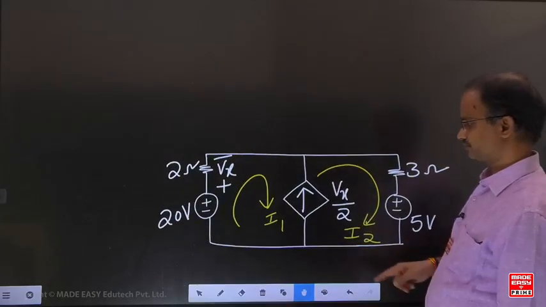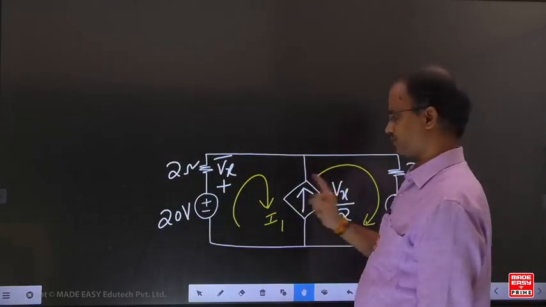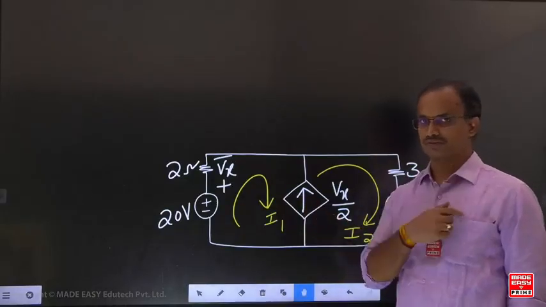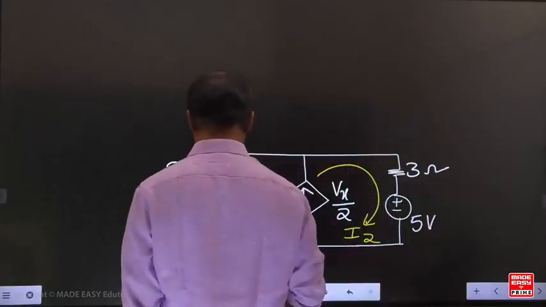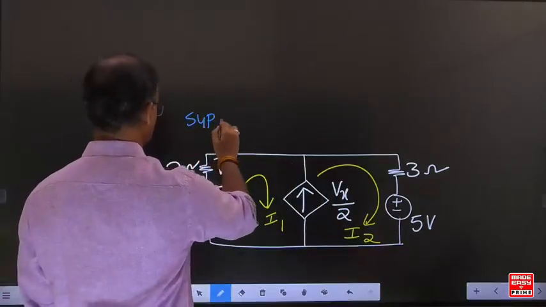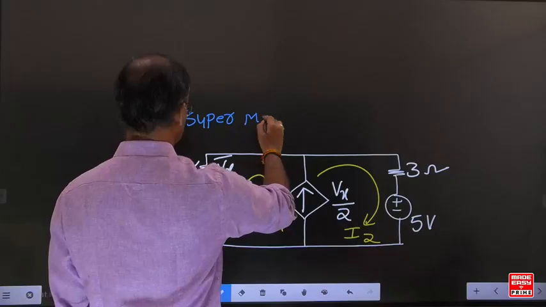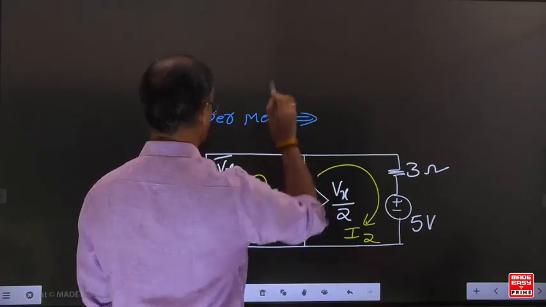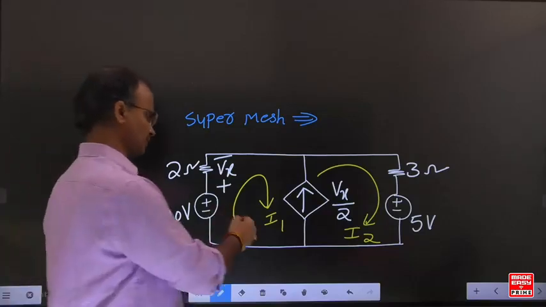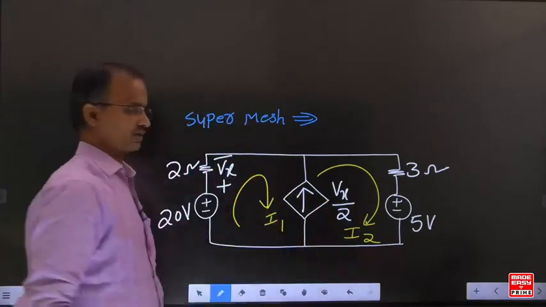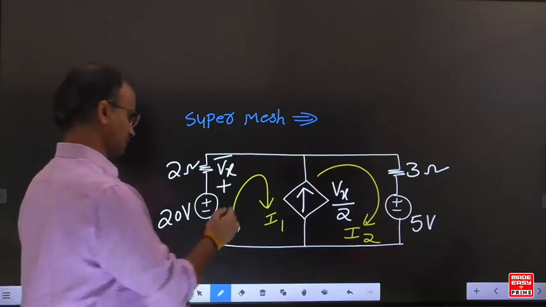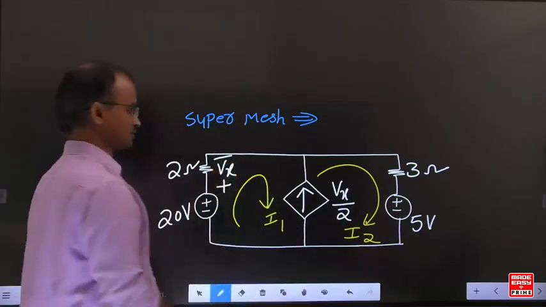When the current source branch is common for two meshes, it is possible to find the solution by using the super mesh technique. With the super mesh technique, the equation is developed combinedly for mesh 1 and mesh 2, excluding the current source.